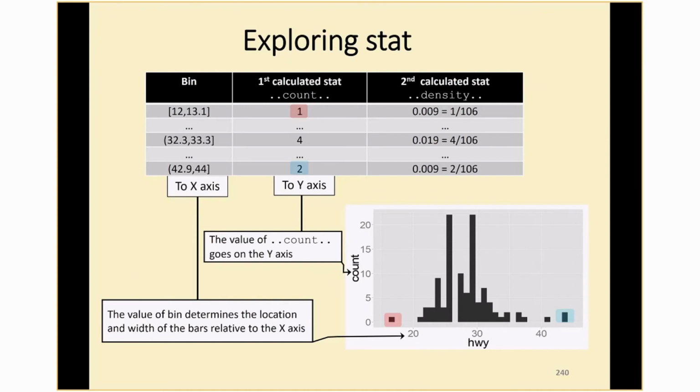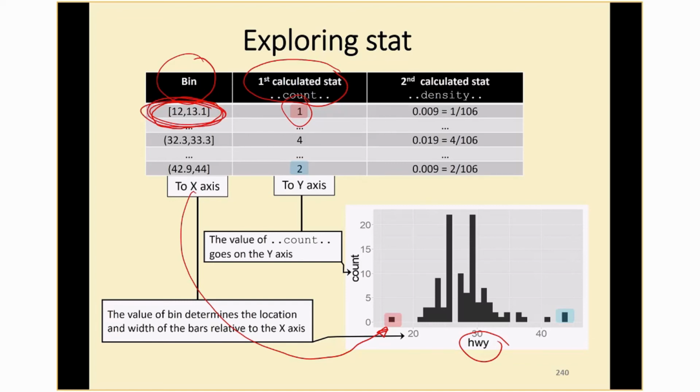So here's an example. Let's say we're looking at highway mileage and we use geom histogram. The default stat of bin is going to, by default, try to create 30 bins. And it's going to create for each bin the count of records in each bin. So the first bin, if it looks at highway mileage, is going to go from 12 to 13.1, and it's going to have one observation. And there it is. You see where it sits on the x-axis? It sits corresponding to a bin that goes between 12 and 13.1. And how many observations are here? There's just one observation, just a count of one.